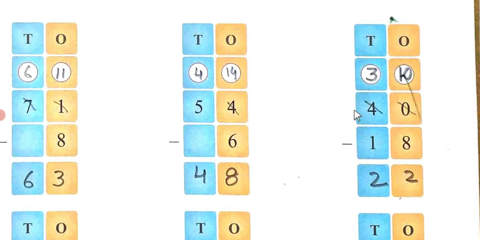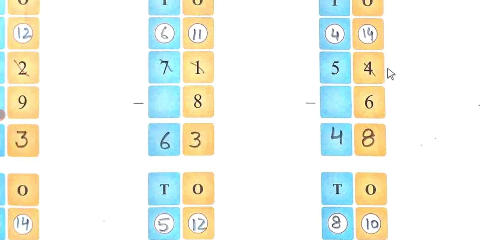So here also you can see 40 minus 18. You cannot, so 8 cannot be subtracted from 0. So it has given one number here. So it will become 10. 10 minus 8 is 2 and 3 minus 1 is 2. 4 minus 1 is 3. So 3 has been written here.